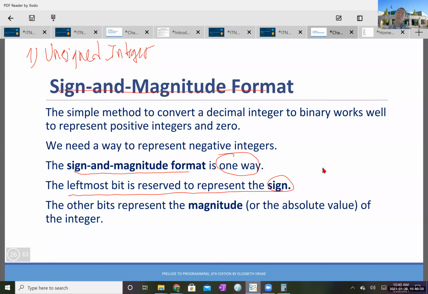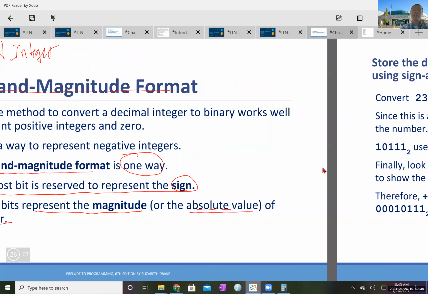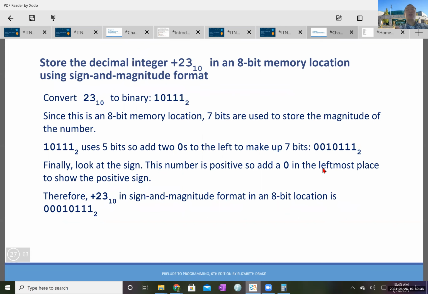Okay, the leftmost bit is reserved to represent the sign. Remember, that's the most left bit here. It's reserved to represent the sign, and the other bits represent the magnitude, or the absolute value of the integer. Right? So here's an example. If you want to store the positive 23 in 8-bit memory, in the case of a positive number, you do the same as with the unsigned. You just convert it normally.